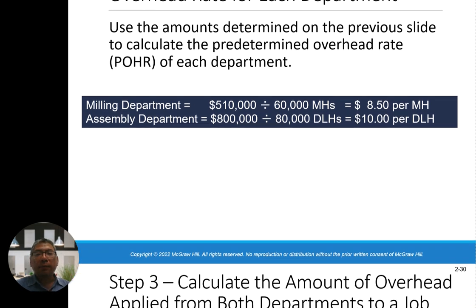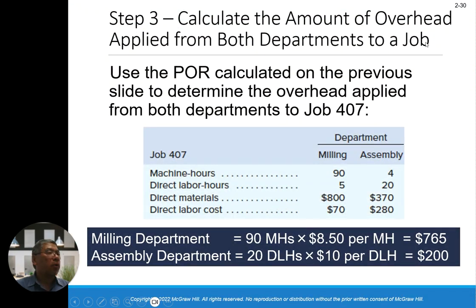After that, step 3, calculate the amount of overhead applied to each job in each department. For milling: machine hours 90, direct materials 800, direct labor 70. For assembly: direct labor hours 20, direct materials 370, and direct labor cost is 280. So for milling it will be 90 times 8.5, which is 765. The 90 is this one, and the 8.5 is from the previous slide. For assembly, it is 20 direct labor hours times $10, which is 200.